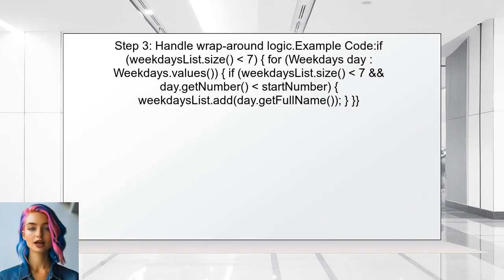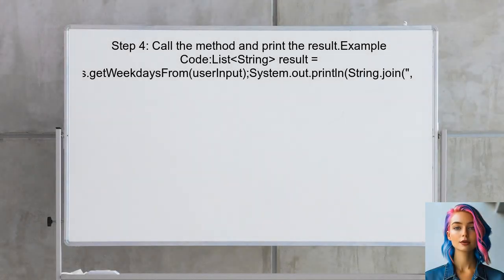After that, the user needs to handle the wraparound logic. If the input number exceeds the total number of weekdays, the user should continue adding from the beginning of the enum. Finally, the user can call this method from the main program, passing the user-defined integer value, and print the resulting list of weekdays.